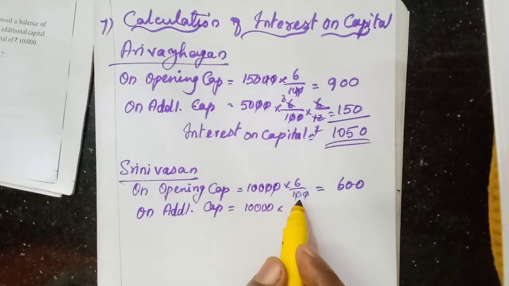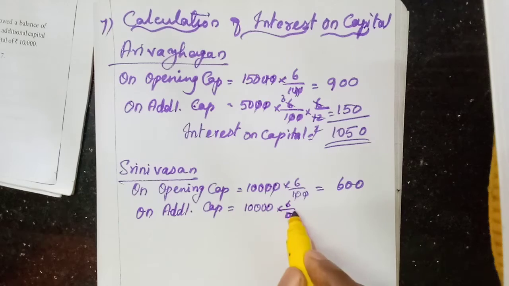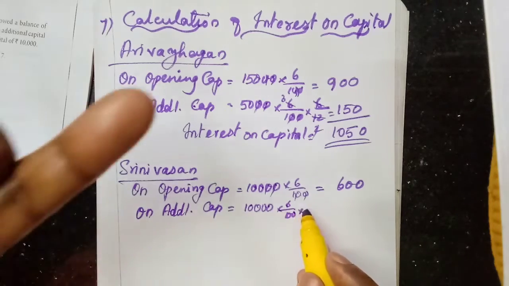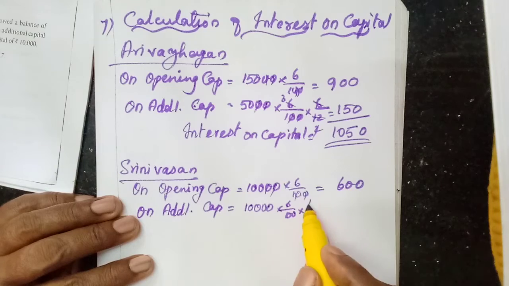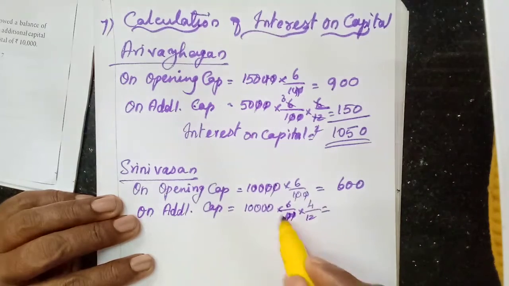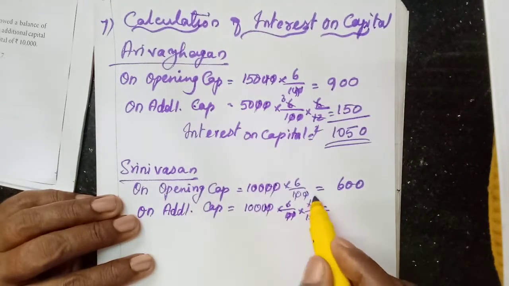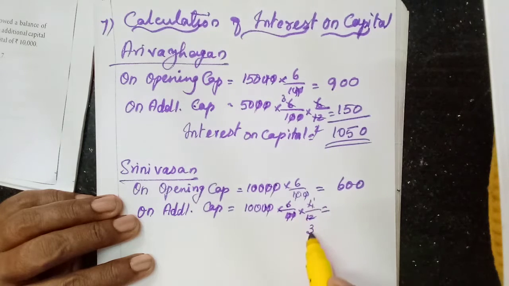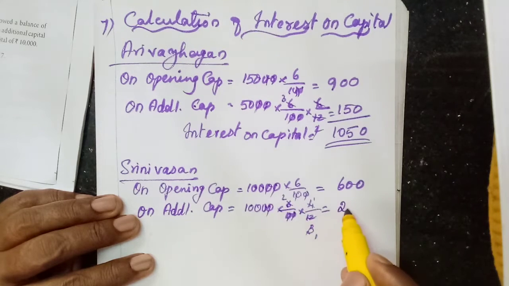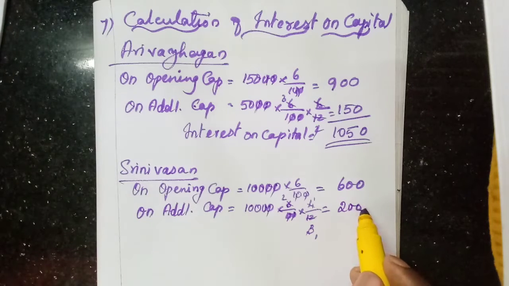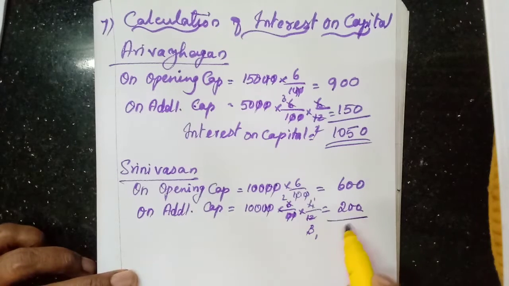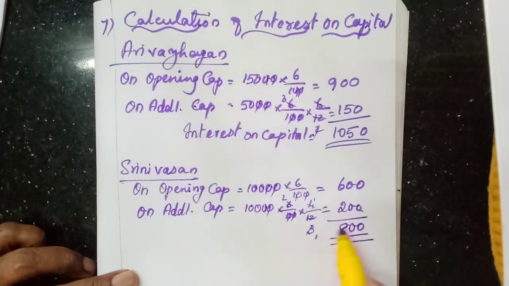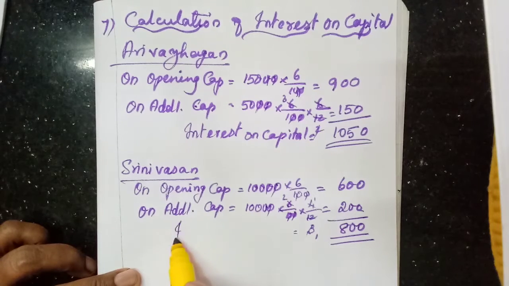Then when he has introduced? 1st September. So first we will write the rate. So 1st September, October, November, December. How many months? 4 months. 4 by 12. Now 2 0. Then 4. 1 4 is 4. 3 4s are 12. Then again 3 table. 3 1 is 3. 2 3s are 6. So 100 into 2, 200. That 200 is for the additional capital. Now you calculate the total. 800. This is the interest on capital.